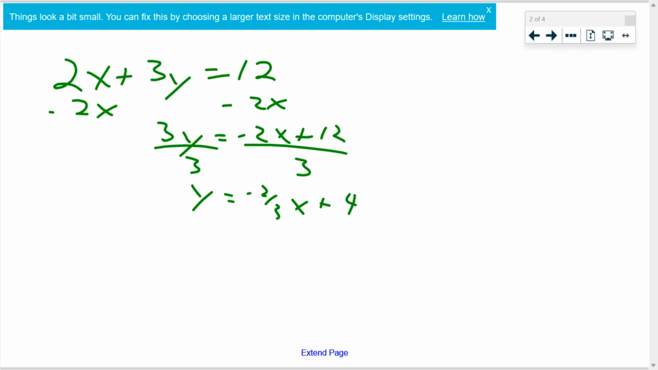The y-intercept is the y value when x is what? 0. So if I sub 0 in here for x, this is gone. I'm left with 3y equals 12, y equals 4. It's the same y-intercept. And if you did the slope, it's the same slope. They are the same equation. They represent the same graph, but they're written different ways.